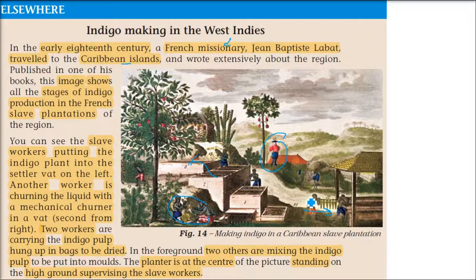He has a mechanical churner in a vat. Two workers are carrying this indigo pulp, hung up in a bag, to be dried. Two others are mixing the indigo pulp. So all this work is going on, and in the center, if you see, there is a planter, and he is supervising the slave workers. These are all slaves.